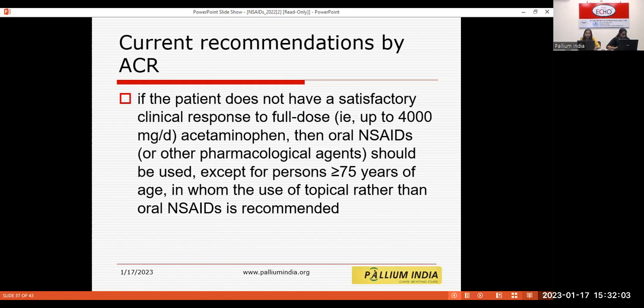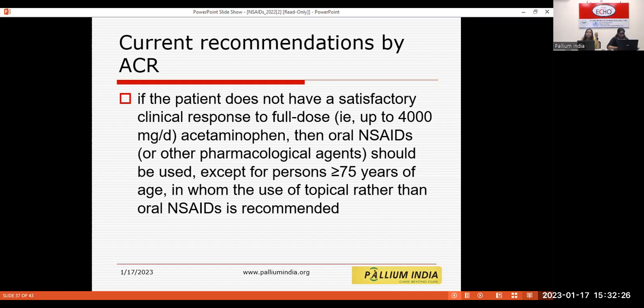Sorry, these are not all important. So we'll just come to the current recommendations. We should start with up to 4,000 milligrams per day of paracetamol. Acetaminophen is paracetamol. So you can go up to 4 grams. That means you can give up to 1 gram every 6 hours.